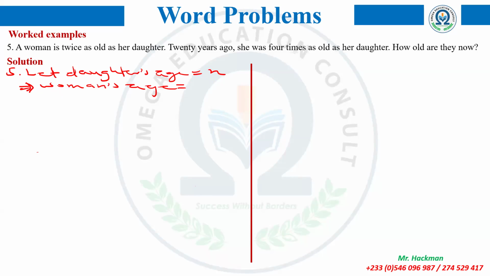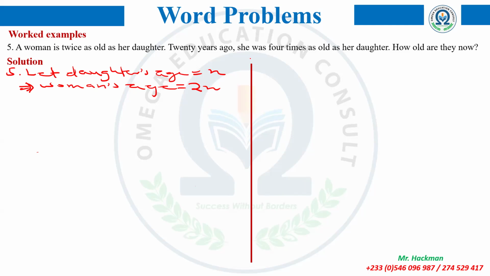What will be the woman's age? Look at where we are and give me the answers to the question that I'm asking. 2x. Look at the first statement. We are using the first statement. The present age, we've not come to the years ago yet. It will be 2x. Do you get it? Please just look at what we are doing and let's build our argument. So that will be 2x.